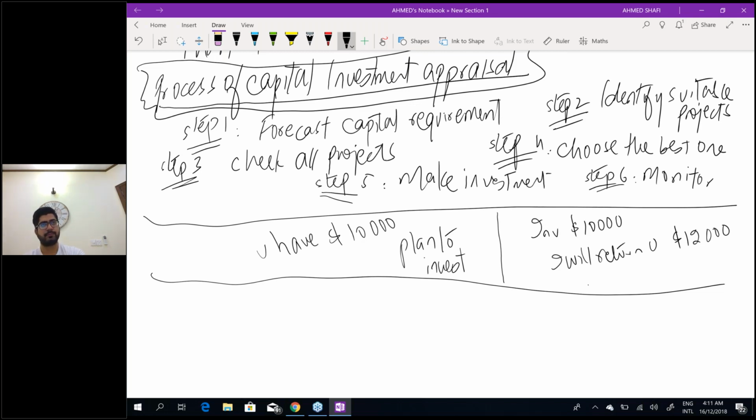Step 4, choose the best one. The best project is then chosen and sent to senior management for final approval.